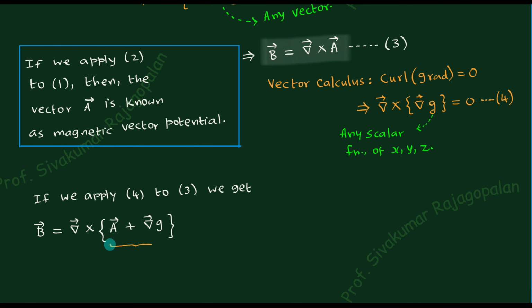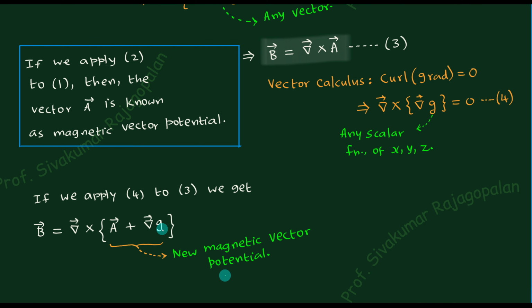So let us therefore write down that the quantity A plus gradient of G is what we call the new magnetic vector potential. So where is the old magnetic potential then? So this is the new one, A plus gradient of G. This will be my newly generated magnetic vector potential. But where is the old magnetic potential? A. Originally I have A only. Now I added to A the quantity gradient of G.